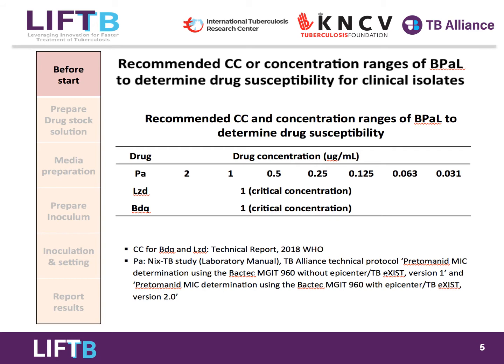The MIC of pretomanide for H37Rv should be between 0.06 and 0.5 milligram per milliliter. If your MIC is within this range, you can consider your experimental results valid.